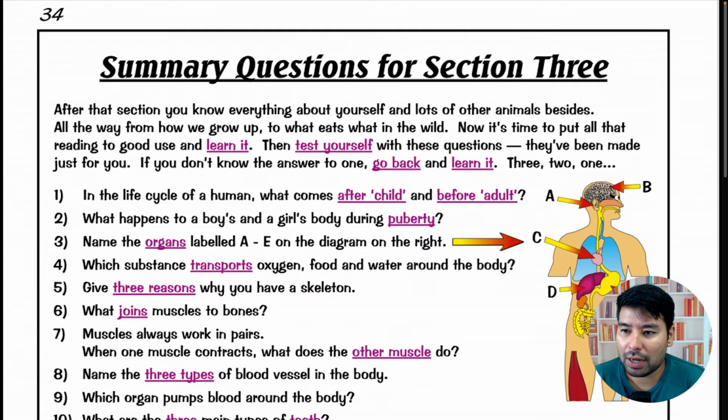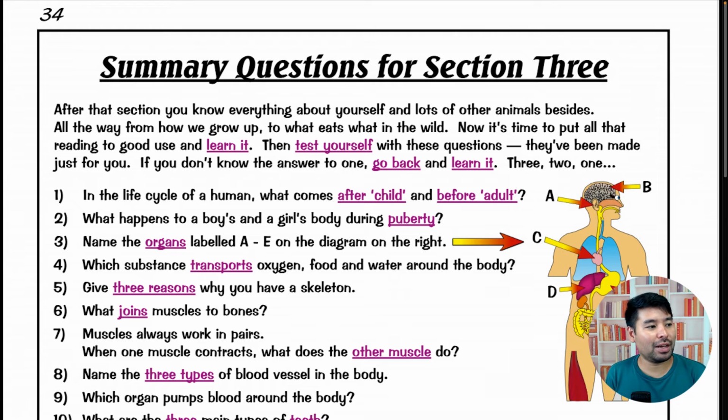So, after that section, you know everything about yourself and lots of other animals besides. All the way from how we grow up to what eats what in the wild. And now it is time to pull all that reading to good use and learn it. Then test yourself with these questions. They've been made just for you, of course, right? If you don't know the answer to one, go back and learn it. Yeah, read it again. Then, get back and answer this like 3, 2, 1, and let's go, right?